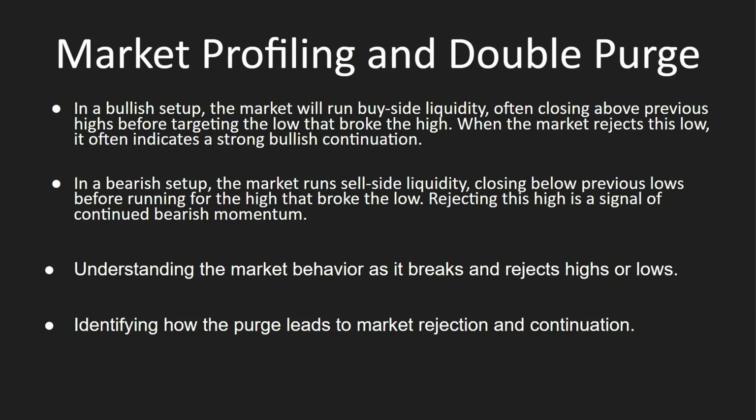For market profiling the double purge, in a bullish setup, the market will run buy-side liquidity, often closing above previous highs before targeting the lows that broke the highs. When the market rejects this low, it indicates a strong bullish continuation. Flip it for a bearish setup, the market runs the sell side liquidity, closing below previous lows before running the highs that broke the lows. Rejecting this high is a signal of a continued bearish momentum.